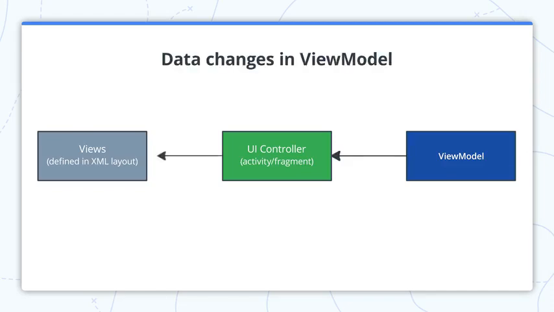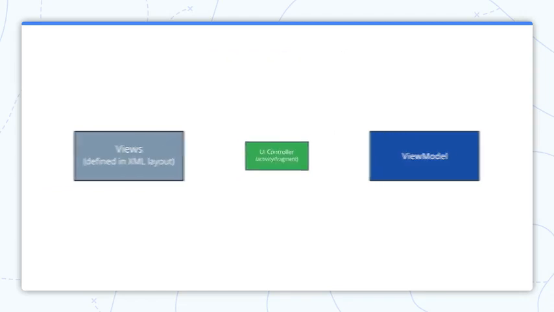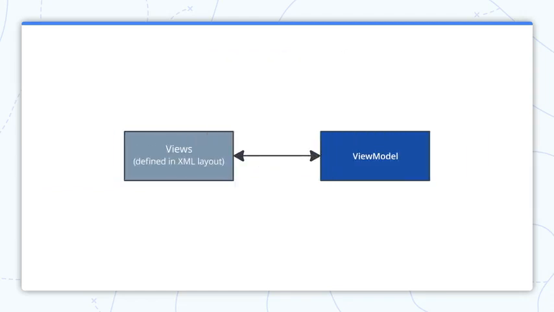For example, when data in the view model changes, an observer in the fragment will update the views. Or when you're in the layout defining views, you might define some buttons that need to be hooked up to methods in the view model with onClick listeners. It would be simpler if the data and the views could just communicate directly without relying on the UI controller so much as an intermediary.